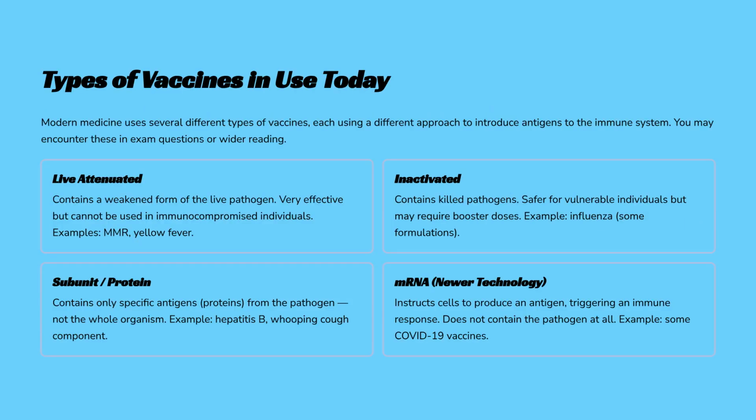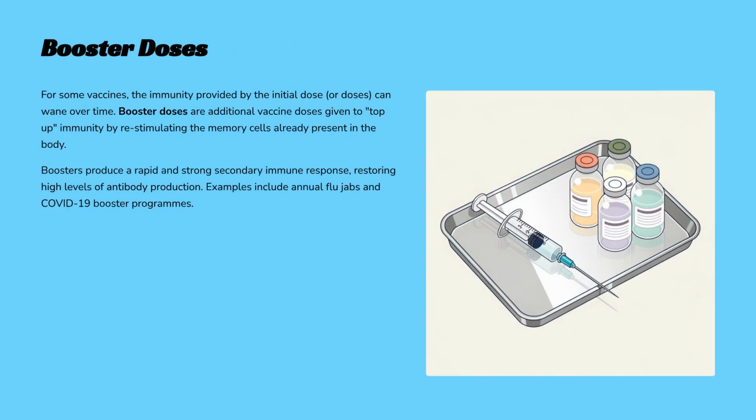Modern medicine uses various vaccine types to introduce antigens. We'll explore live attenuated vaccines, which use weakened pathogens, inactivated vaccines, subunit proteins, and newer mRNA technology. For some diseases, immunity wanes over time. Booster doses are given to top up immunity by re-stimulating existing memory cells, ensuring a strong, rapid secondary response.